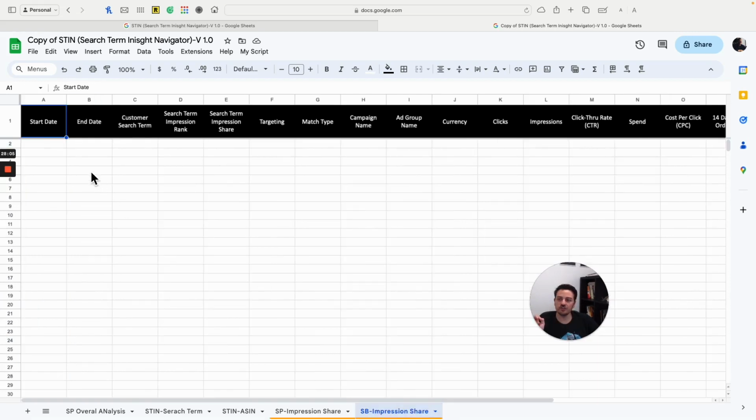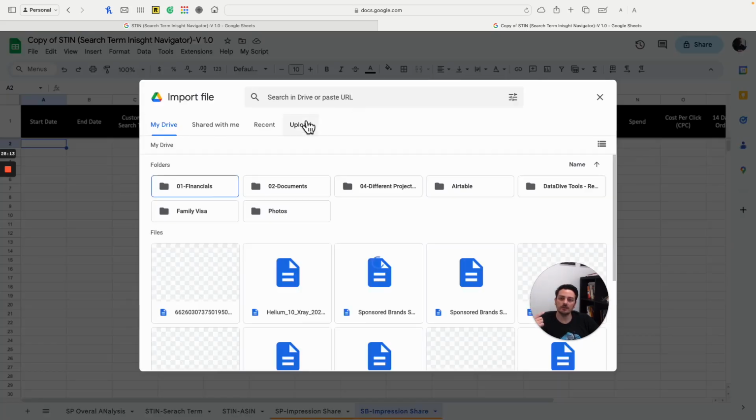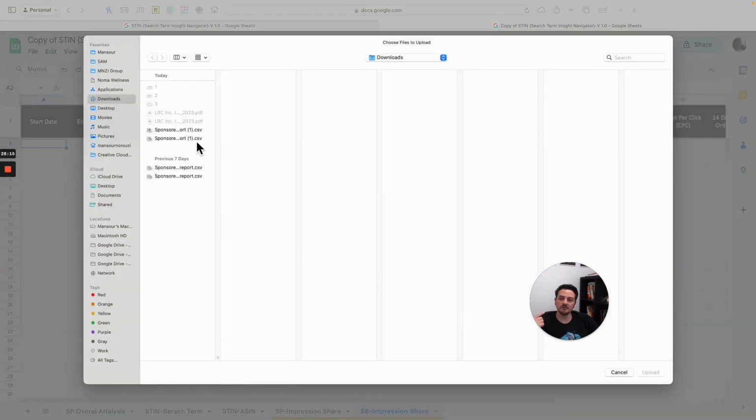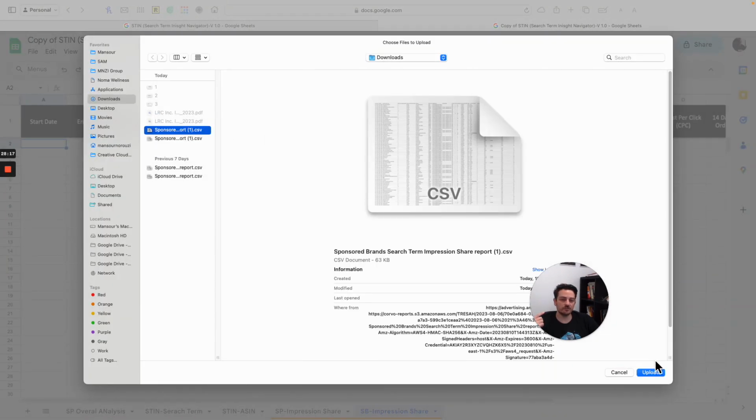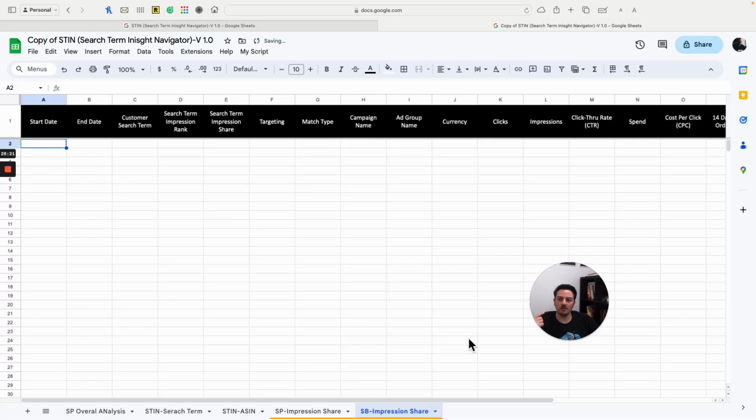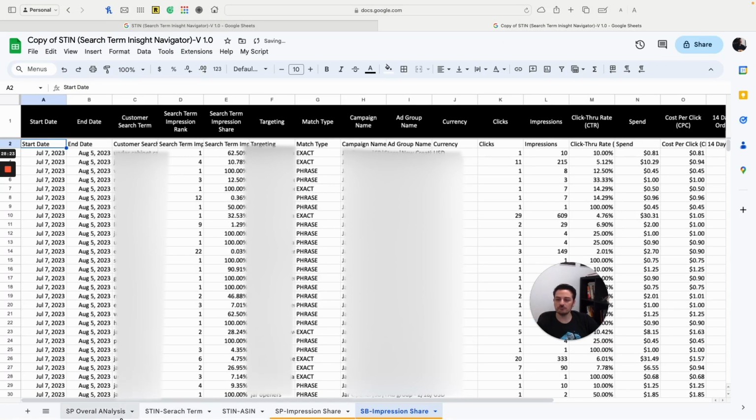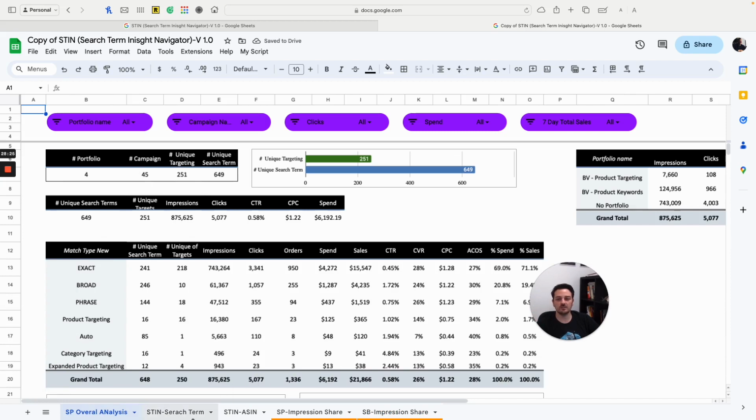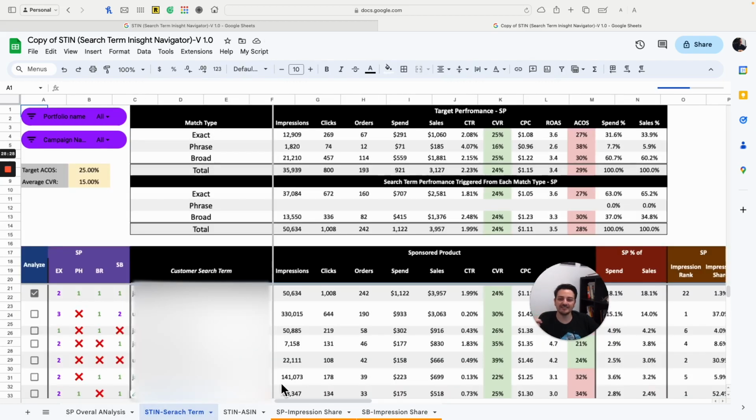For impression share, it's the same thing. Over in sponsor brand impression share, you just click here on row number 2, file, import, and browse. Go to sponsor brand impression share, import. We are good. Now data is populated. As simple as this. I couldn't make this simpler.